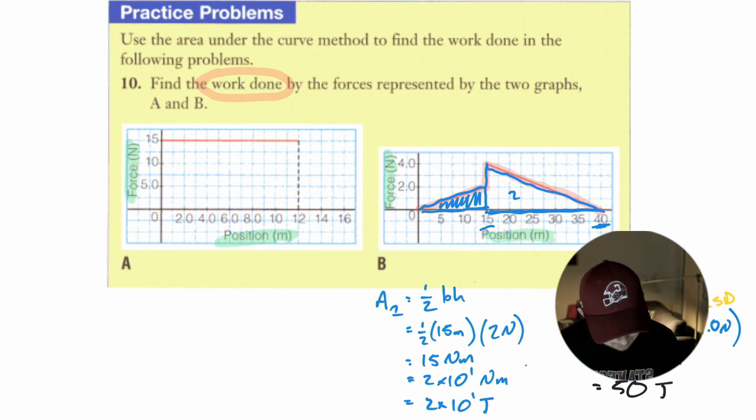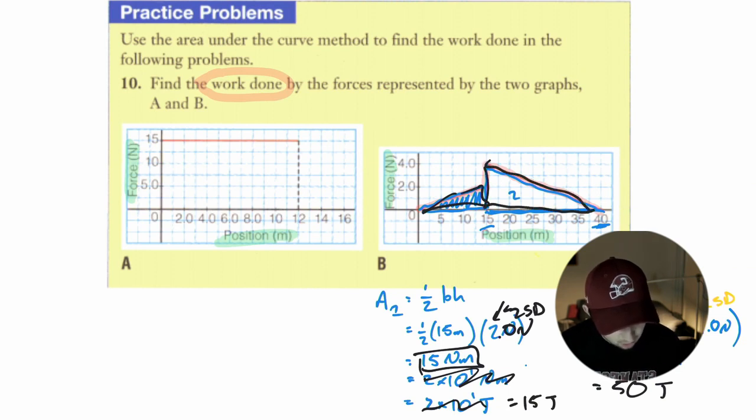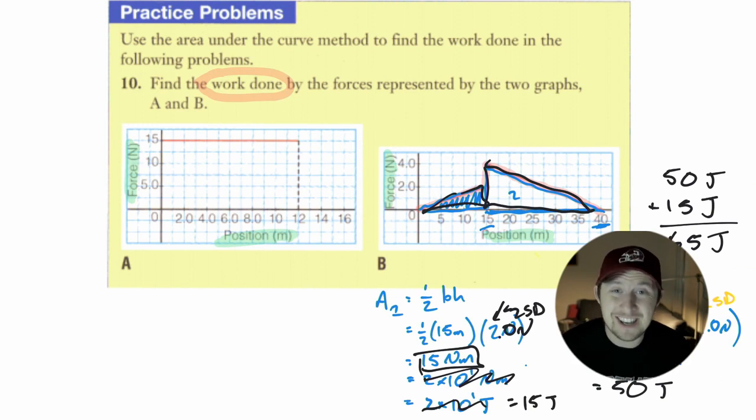Now the mistake I made over here is that this wasn't just 2 newtons. This is 2.0 newtons. So this is now 2 significant digits, and I can keep it as 15 Newton meters. So my new answer for this one is now 15 joules. We've now calculated the area of this triangle here, and the area of this triangle here. The final thing we need to do is just add them together. 50 joules plus 15 joules gives us 65 joules. And so the amount of work that's been done on this object is 65 joules.